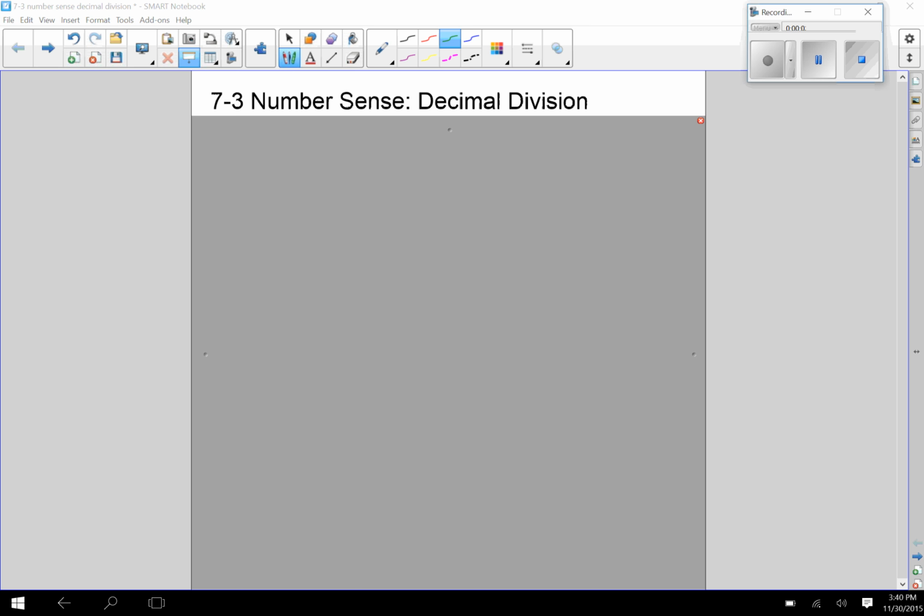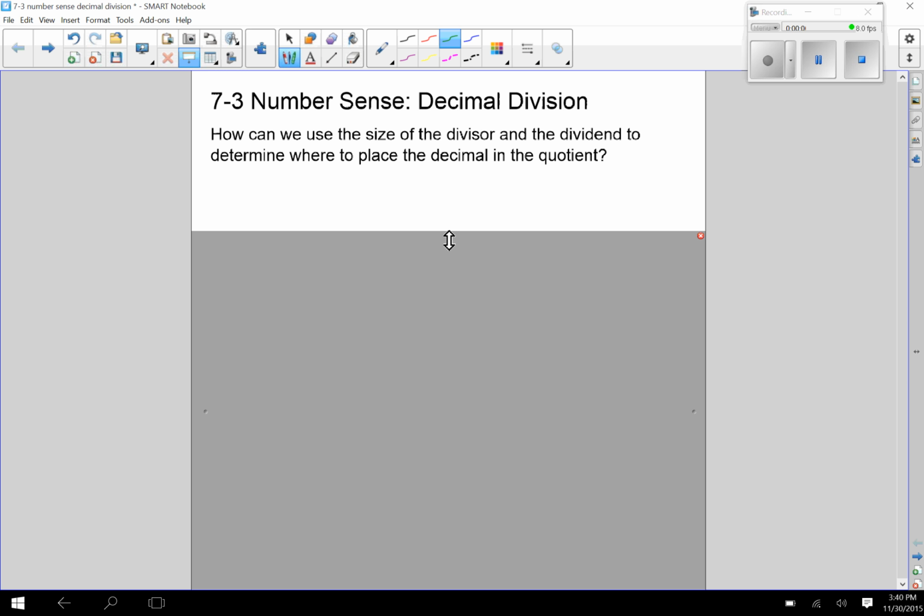This is Topic 7, Lesson 3, Number Sense, Decimal Division. Today we're going to talk about how we can use the size of the divisor and the dividend to determine where to place the decimal in the quotient. So we're going to use what we know about numbers to figure out where to put the decimal in a decimal division problem.